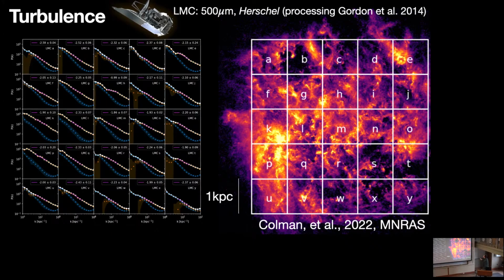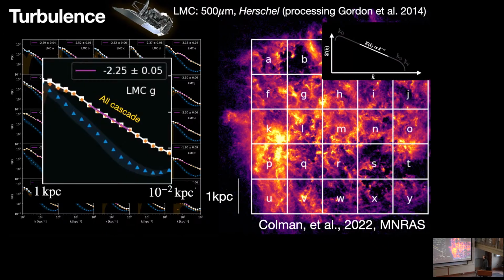So here I'm showing you the LMC. They've cut it into patches. This is just a column density map of the LMC, cut into patches, and computing the power spectrum of the LMC. The power spectrum is indicated for each patch on the left. I'm just zooming into one patch.